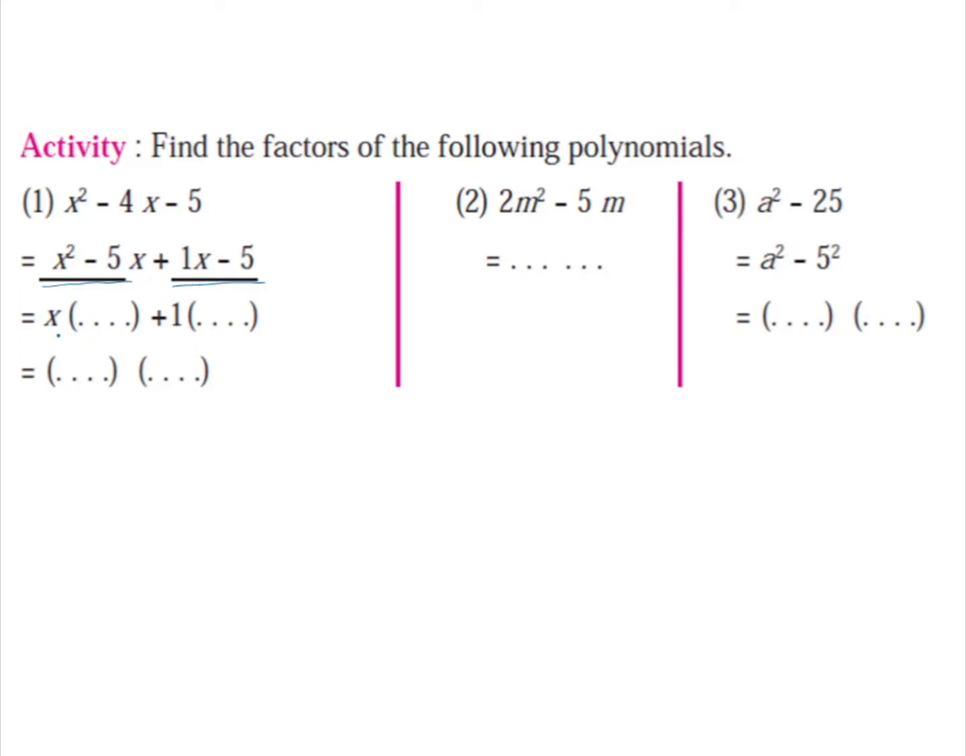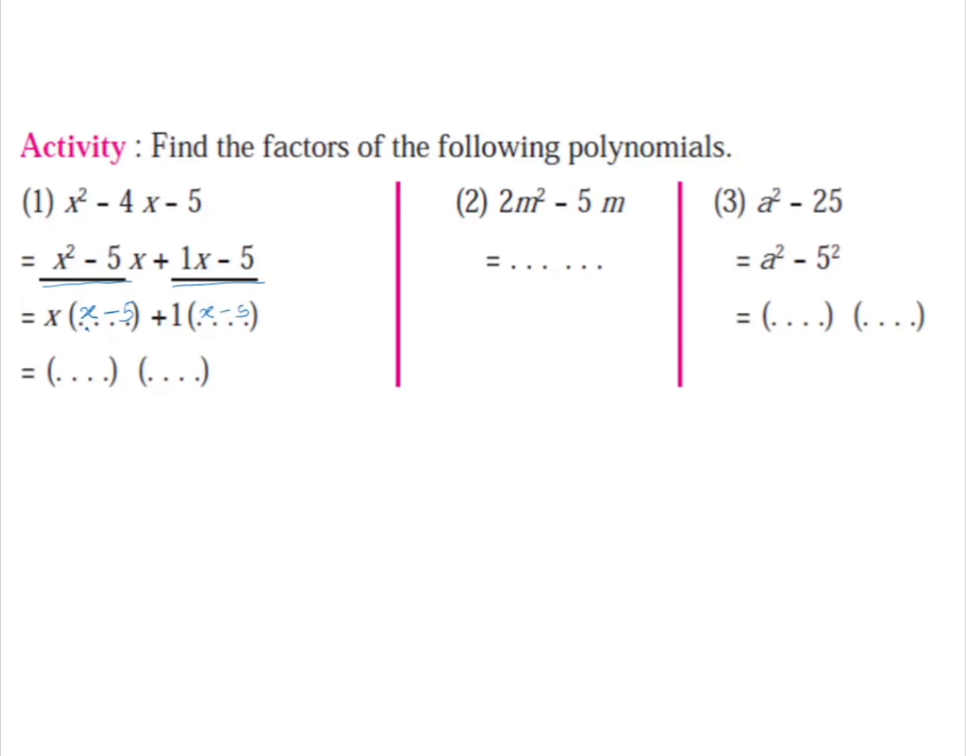From the first group x is taken common. From x square, if x is taken common, in the bracket we should have x, and from 5x, x is taken common, so we should have minus 5. In the same way here also, no common element is there, that's why only 1 is taken common. So in the bracket we have x minus 5.